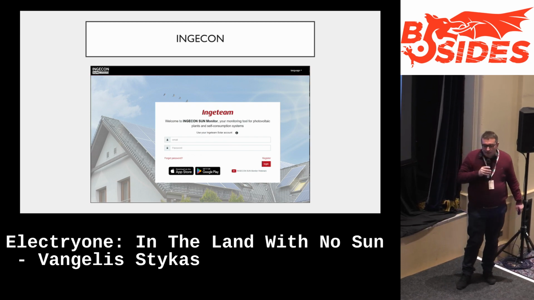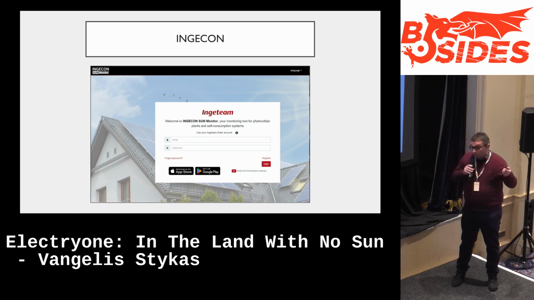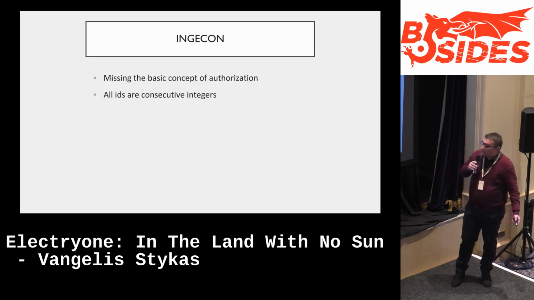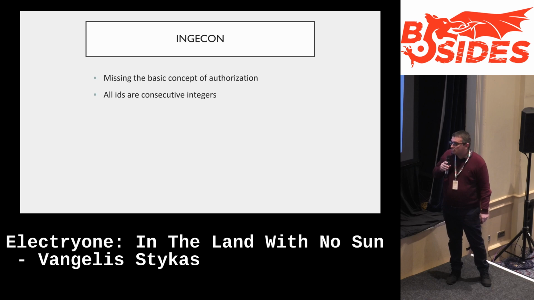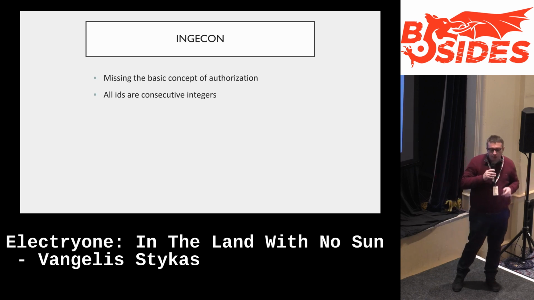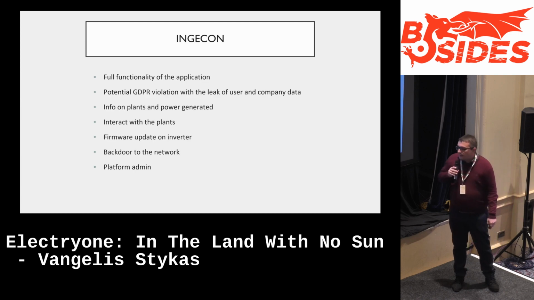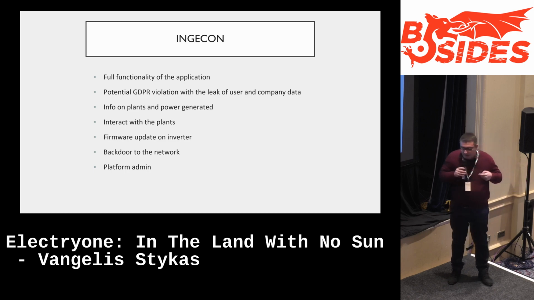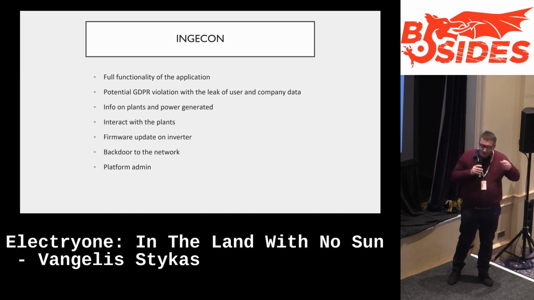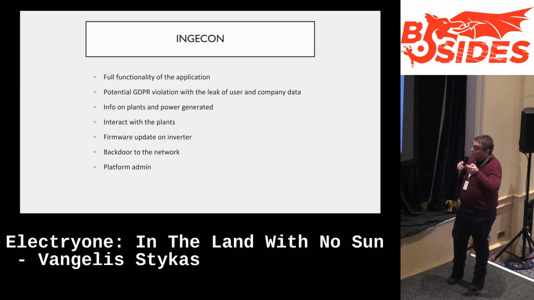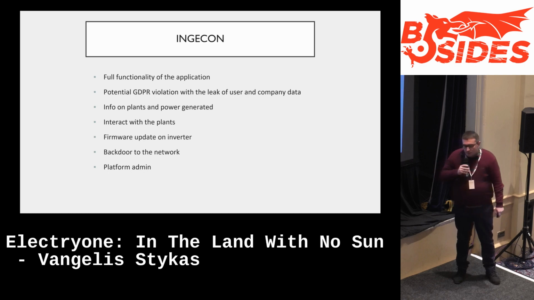Last one is Injecon. It's a really, really nice inverter. This is one that my mother has on her roof, unfortunately. They were missing the basic concept of authorization. All IDs are consecutive integers. You can access anything, anywhere, anytime. Again, I think you believe that I'm just copy-pasting stuff, but I'm not. I have verified that I had access on all those. Platform, backdoor, firmware update, interact with the plans. Yeah, it's bad.